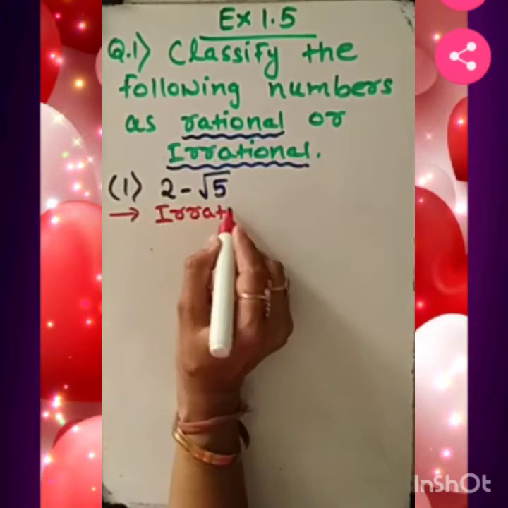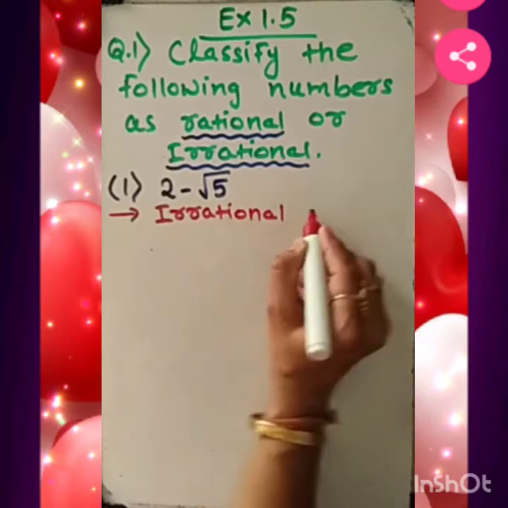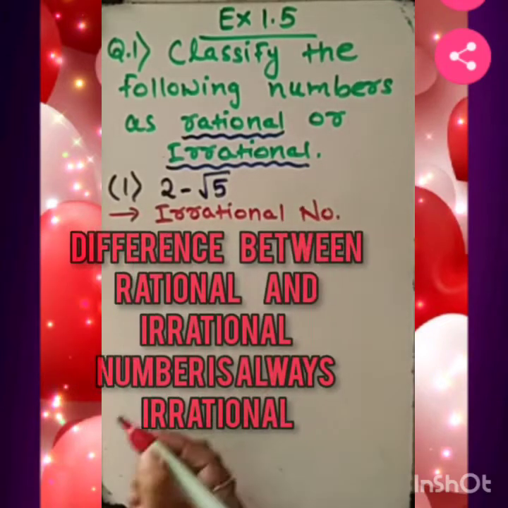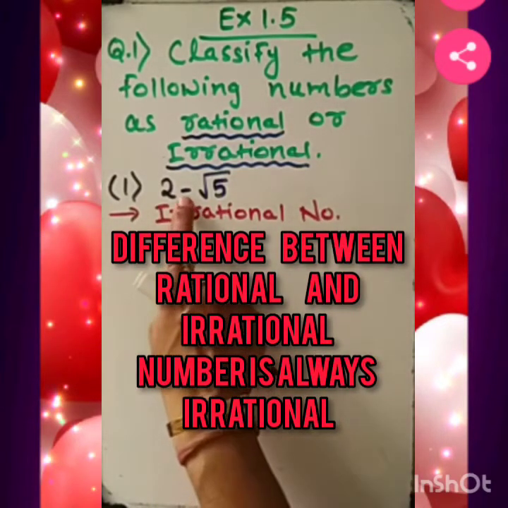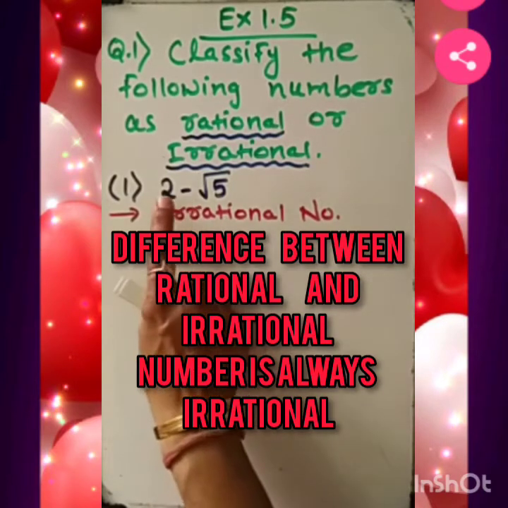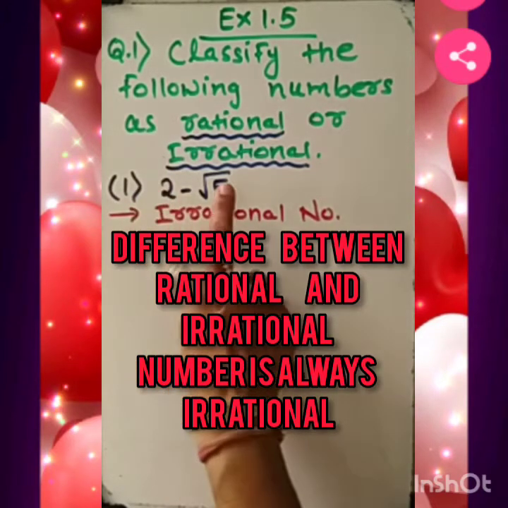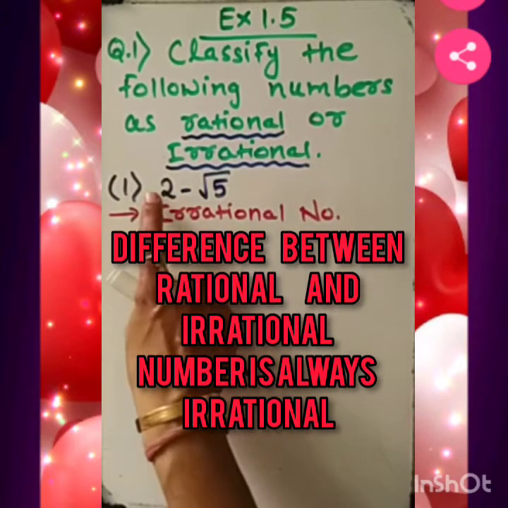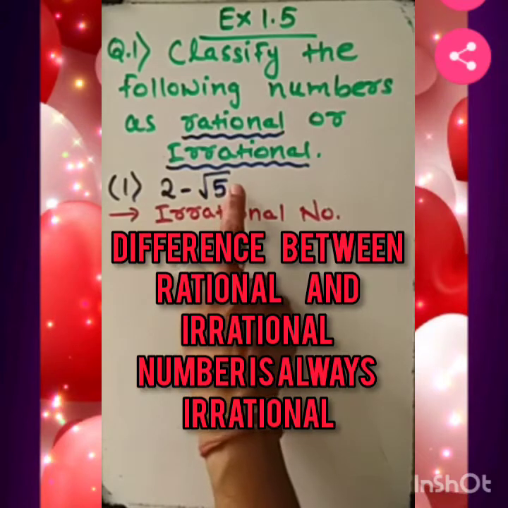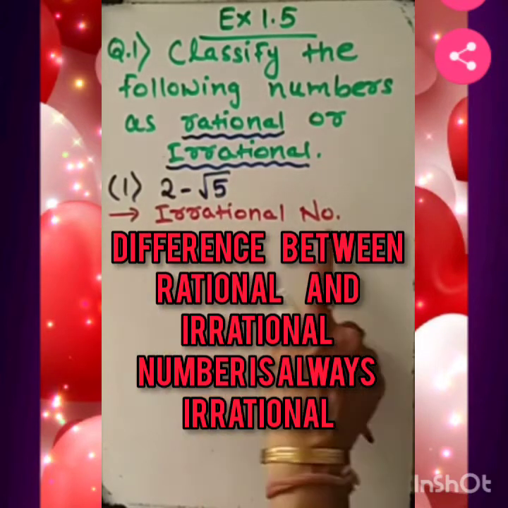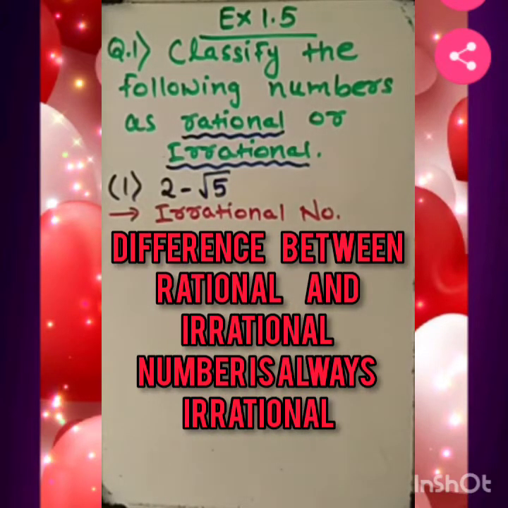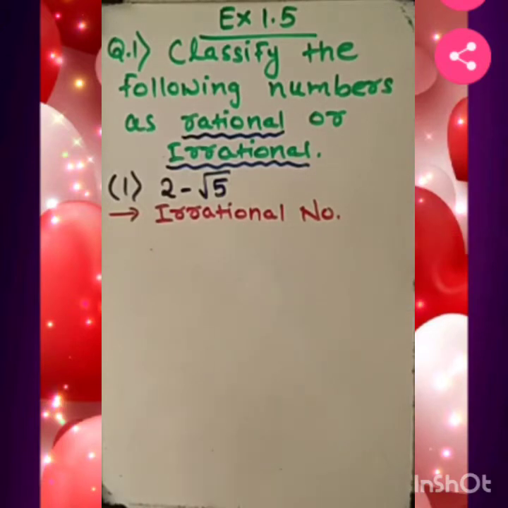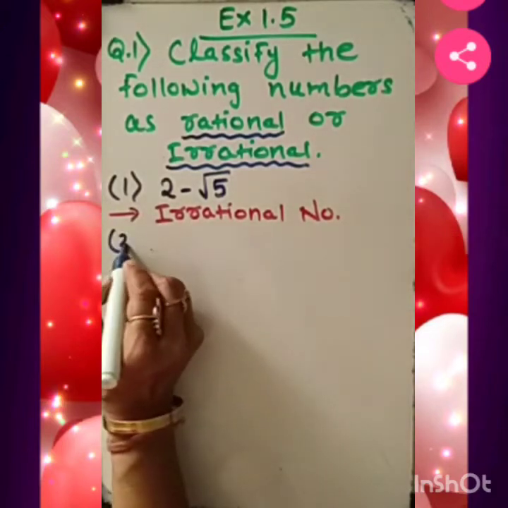The reason behind that, I'm giving you also: the subtraction of a rational and an irrational number, or you can say the difference, always gives an irrational number as the result. So let's work out the second.